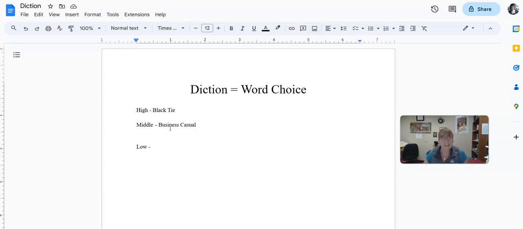Business casual language is the type of language that you use when you walk into a situation where you're not super familiar with your audience. You don't know them, they don't know you. You might get a sense that they're open to hearing a cool story or something like that, but there are certain things that you want to stay away from.